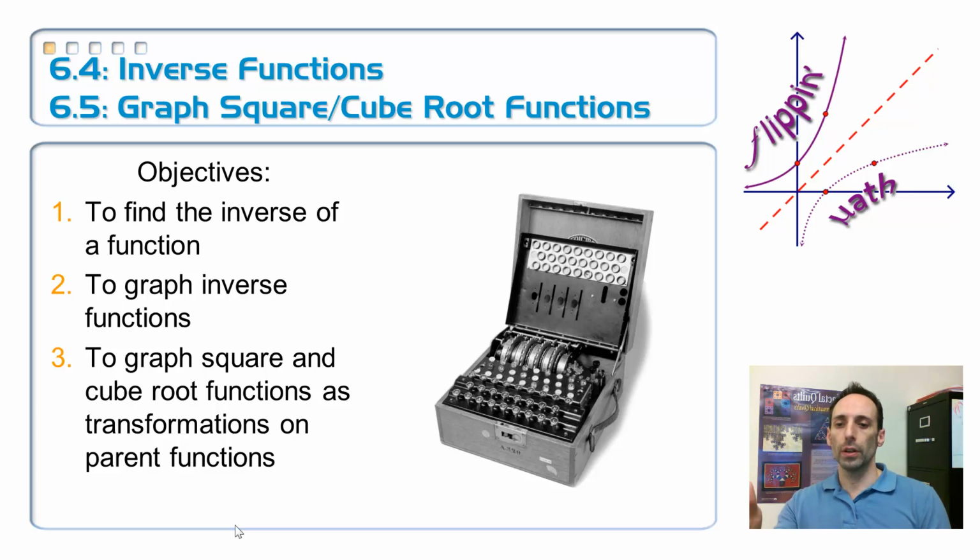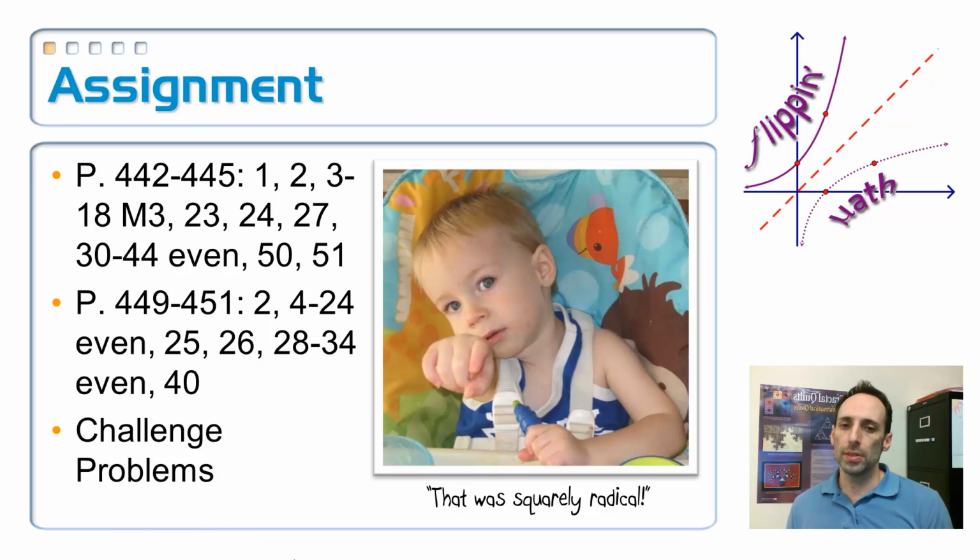All right, and then finally, graphing square root and cube root functions as transformations on parents. And that was even an application of inverses, because the square root function is the inverse of y equals x squared, the quadratic, as long as the domain is from 0 to infinity. And the cube root function is the inverse of the cube function. Oh, all right. Putting those pieces together.